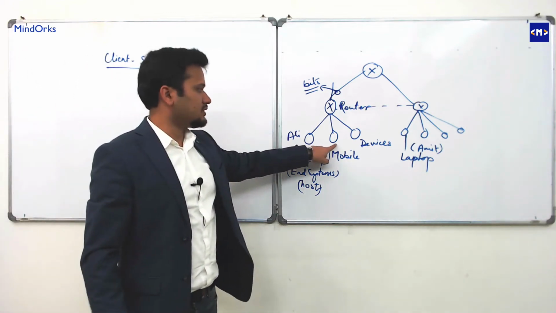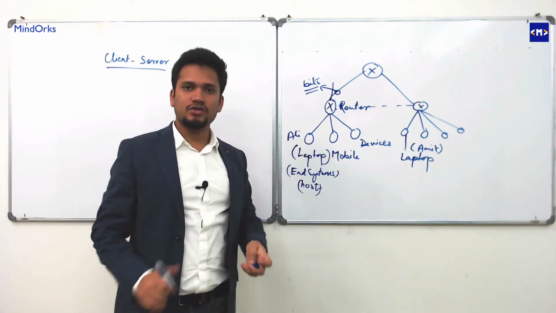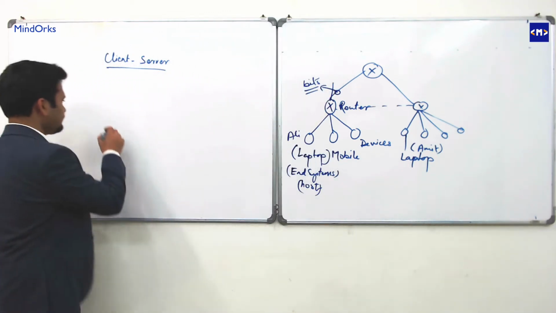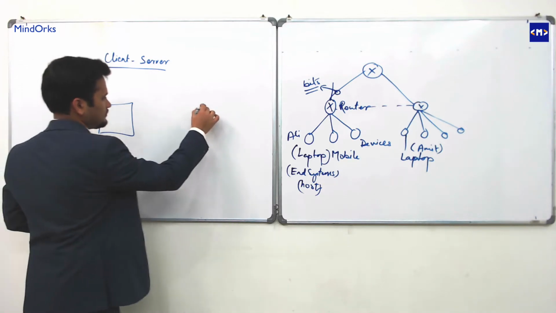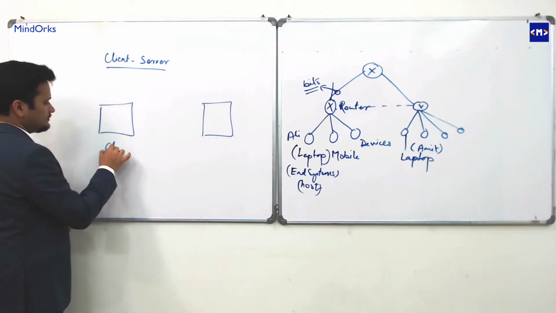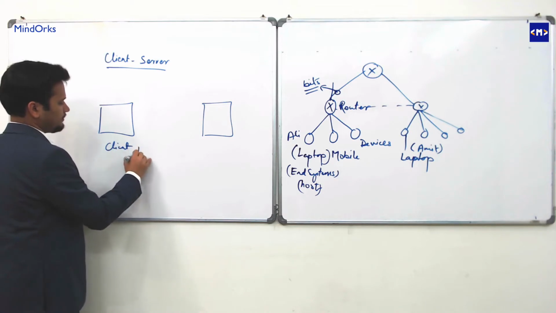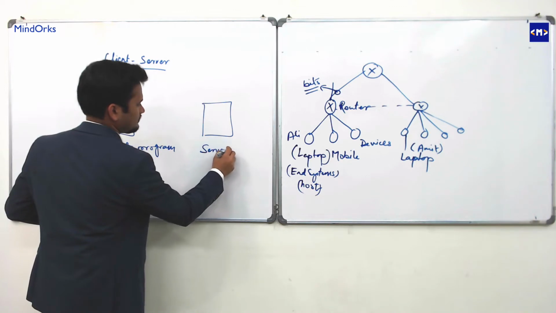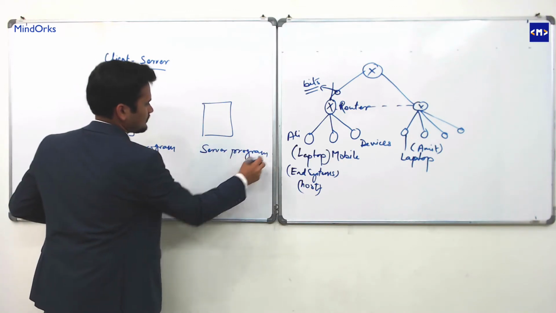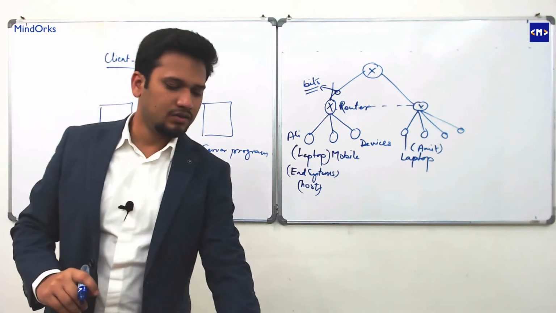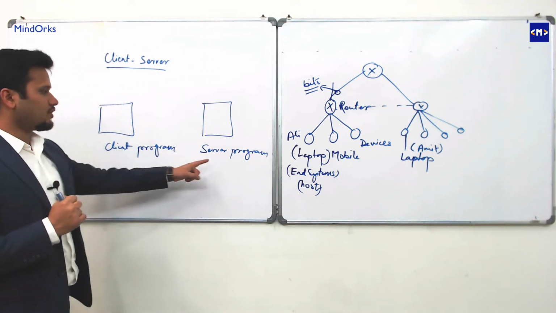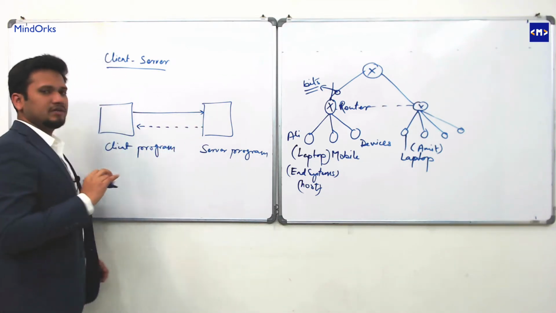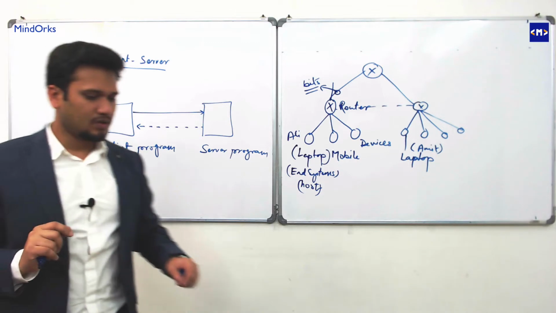So any host can be a client and any host can be a server. Basically we have a client program and a server program. The client requests some service from the server, and then the server can reply back with the resource that the client wants.